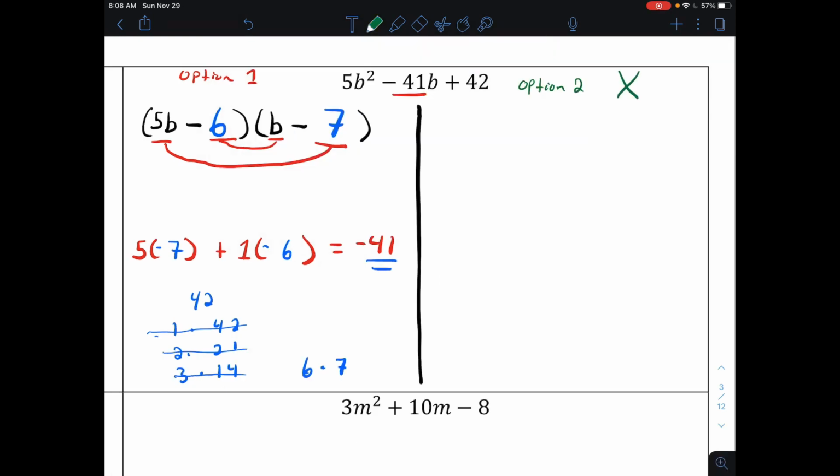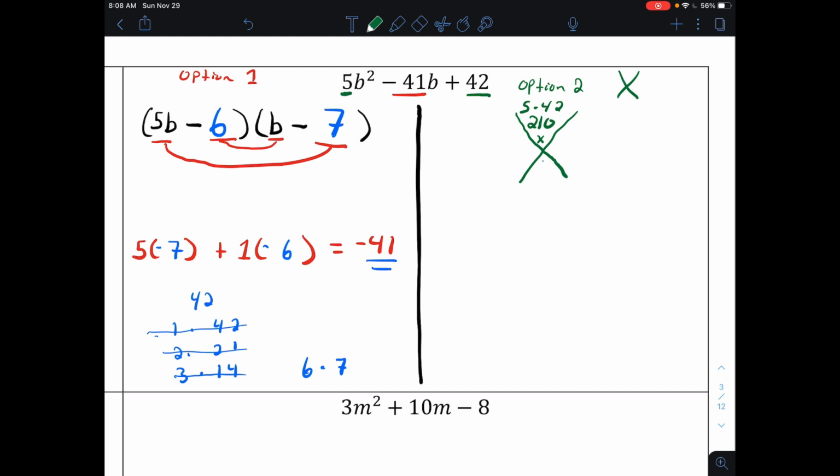All right, option 2 is to use that x method. And so the x method that we have is I make the x, the number on top is what you've got to multiply to b, but because I have a number in front that's 5, my product is 5 times 42 for this x method. So 5 times 42 is 210.